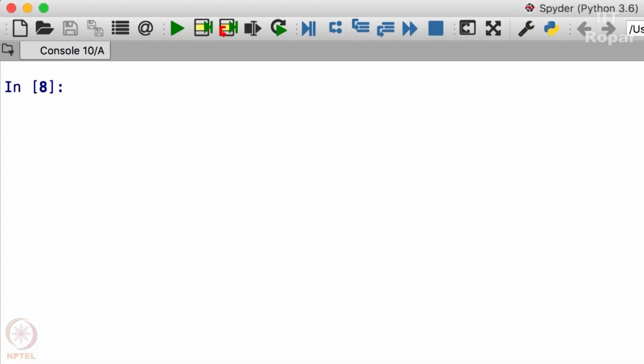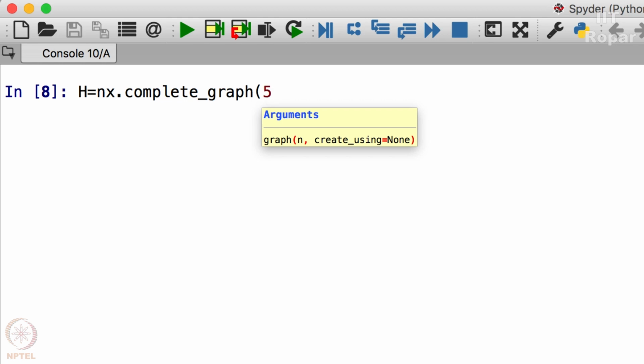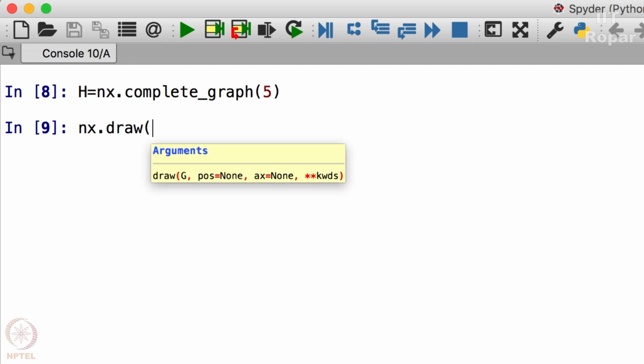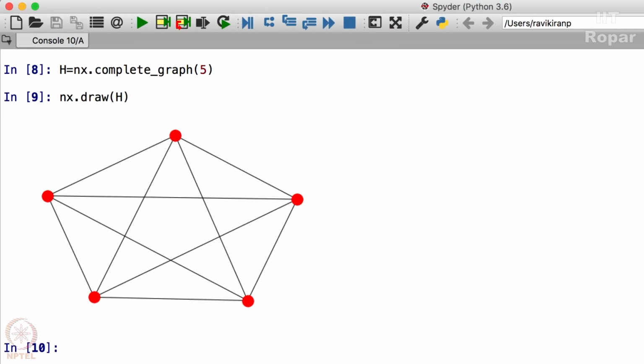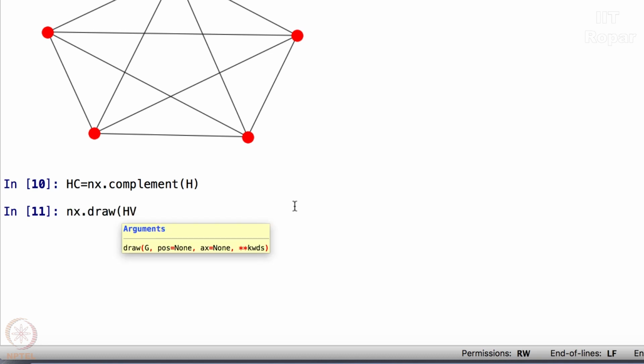Let's say I'll create H as nx.complete_graph on 5 nodes. And I'm going to draw H. You see, this is a complete graph on 5 vertices. Now, I'm going to create the complement of this graph as HC is equal to nx.complement of H. And I'm going to draw it.